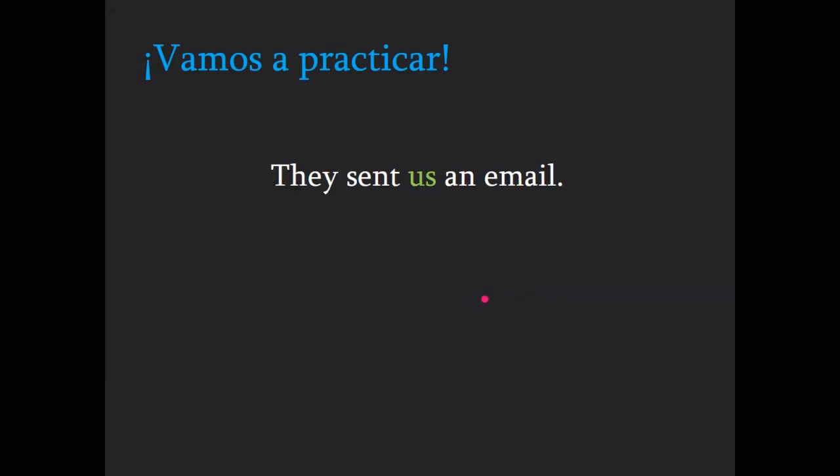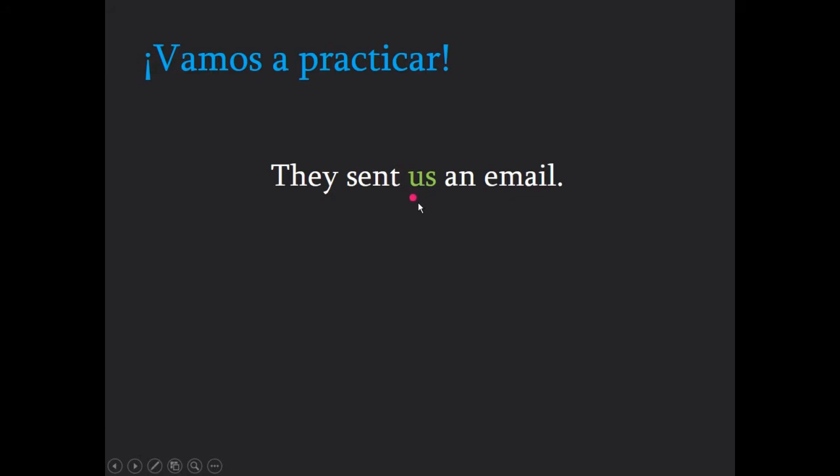Let's look at another example. They sent us an email. So our word us, that's our indirect object pronoun in English. Can you guess what Spanish is? If you remember from our list, you'll know that that is the word nos. Now when we answer this, notice in English, us comes after our verb. But remember in Spanish, the indirect object pronoun is going to come in front.